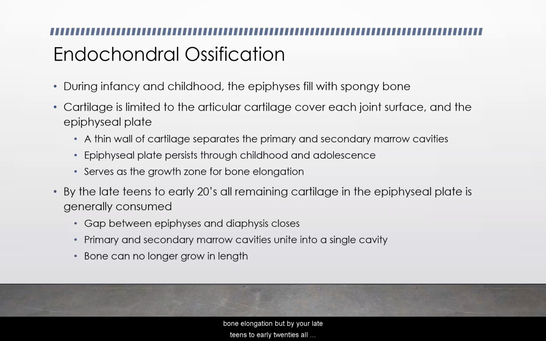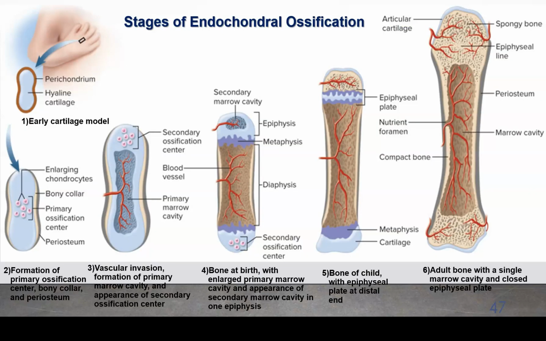The epiphyseal plate persists through childhood and adolescence, and it serves as the growth zone for bone elongation. But by your late teens to early 20s, all of that remaining cartilage in the epiphyseal plate is consumed. You stop growing, essentially, so the gap between the epiphysis and the diaphysis closes. Primary and secondary marrow cavities unite into a single cavity, and bone no longer grows in length.